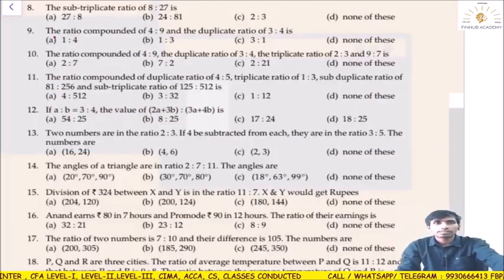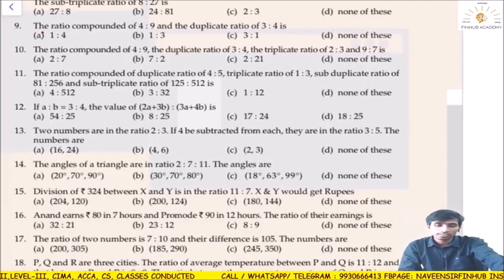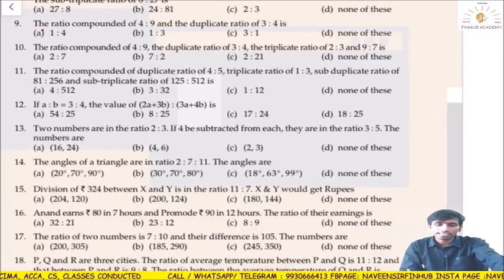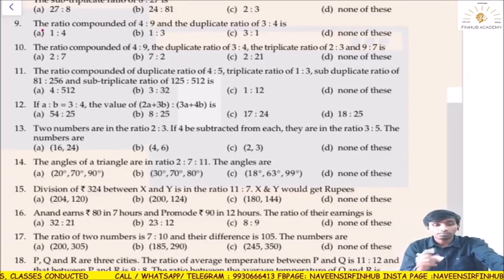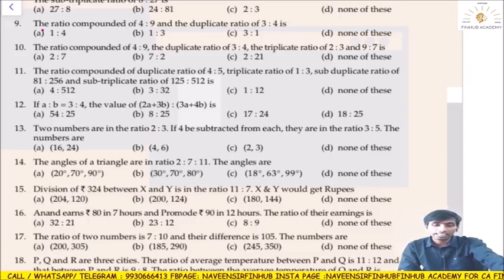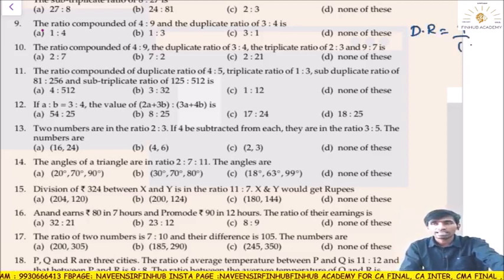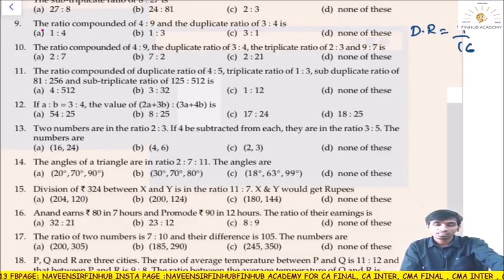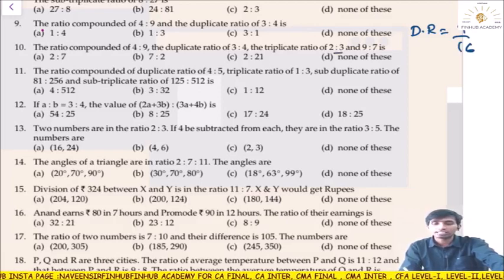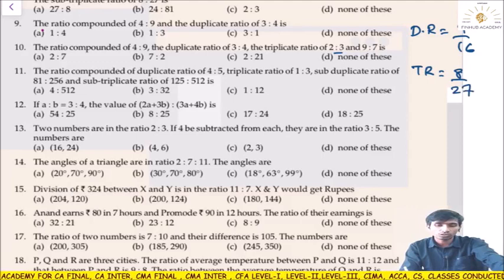I have left some questions in between, so let's go to the 10th one. The ratio compounded of 4/9, the duplicate ratio of 3:4, and the triplicate ratio of 2:3. Duplicate ratio of 3:4 is 9/16. Correct? And triplicate of 2:3 will be 8/27.